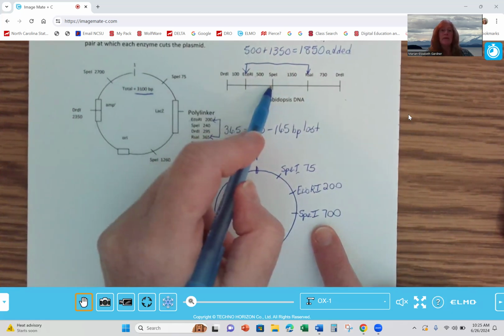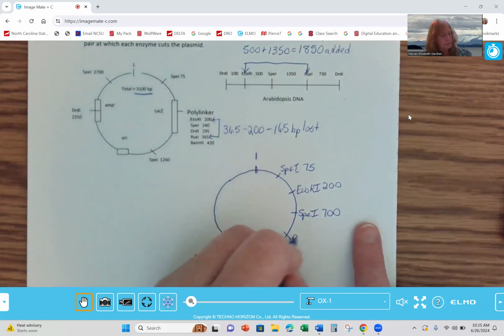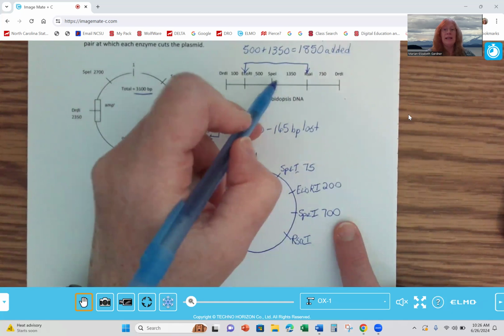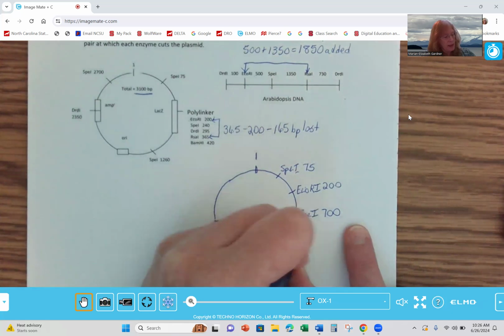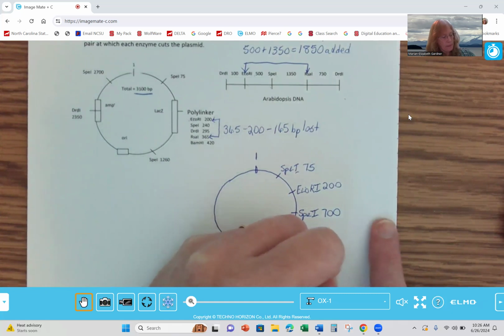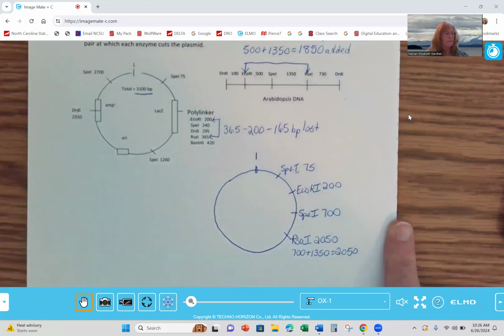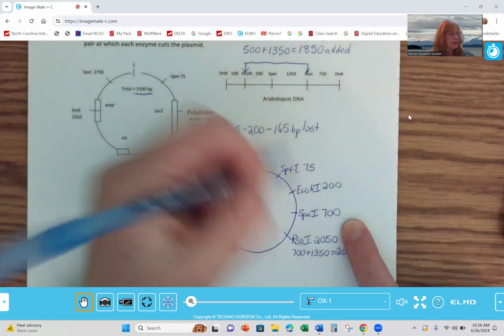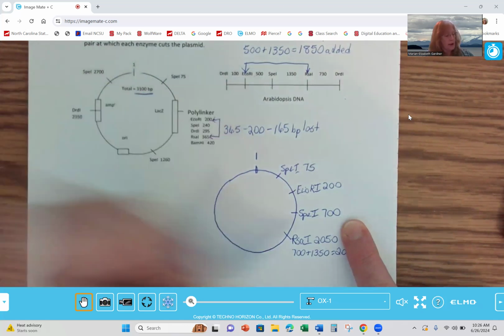Now we're still adding some of this Arabidopsis. Our next enzyme cut site is RSA1. And it's going to be 1350 after this SPE1 site. So I can calculate that as 700 plus 1350, and that equals 2050. And I'm just going to make a note here. This 700 was calculated as the 200 from the EcoR1 site plus 500.